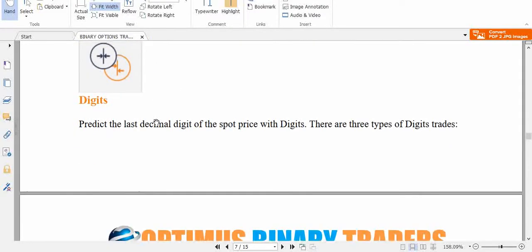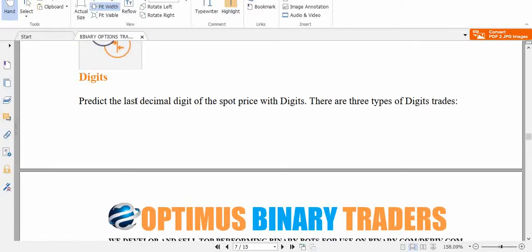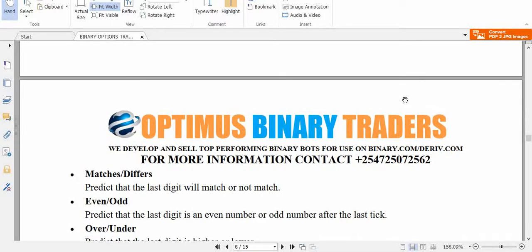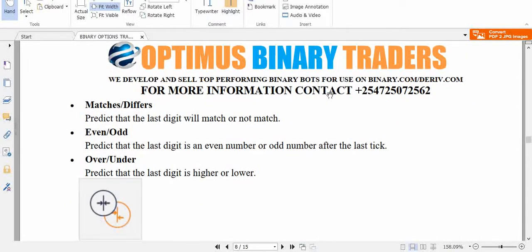We have Asians. We have digits. I like this part because this section of digits has a better payout, and what you just need to do is just prediction of digits. Predict the last decimal digit of the spot price with digits. There are 3 types of digits that you can do trades on.